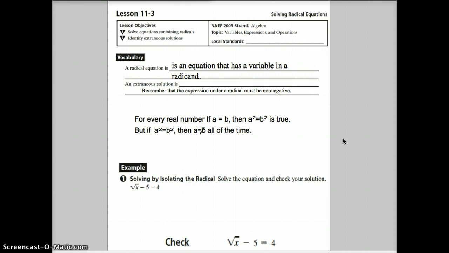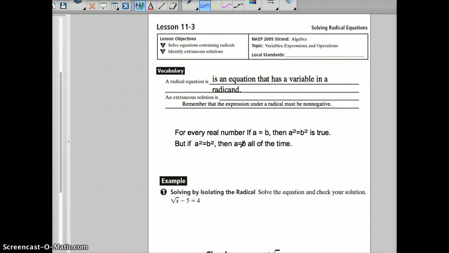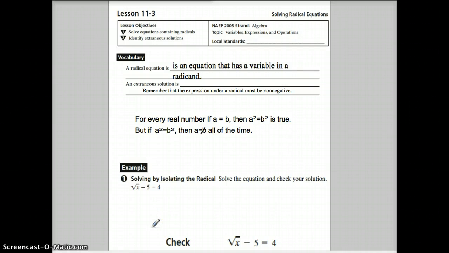So first of all, in order to solve a radical equation, we need to square both sides. So the first step is going to be to isolate the radical. So in this case, we're going to need to add 5 to both sides of the equation. If we add 5 to both sides, we're left with the square root of x equals 9. Okay? So now if we square both sides, we get x equals 81.